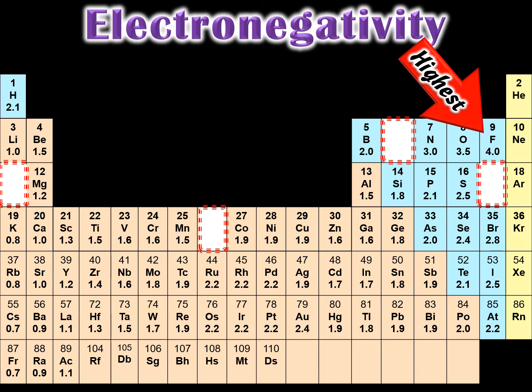Also look down at number 25, manganese, which has a 1.5. And then I've got one covered up. And then to the right of it, number 27, cobalt, has a 1.9 electronegativity. So what's in between 1.5 and 1.9? You'd probably guess 1.7.